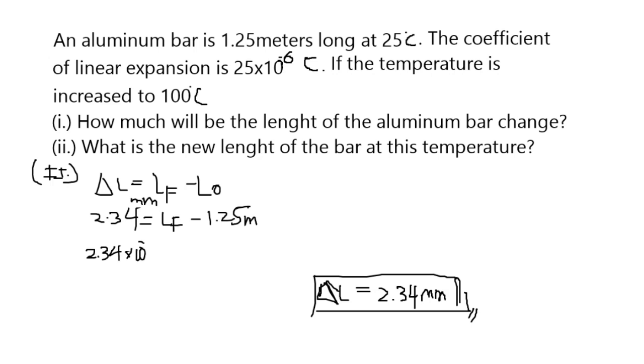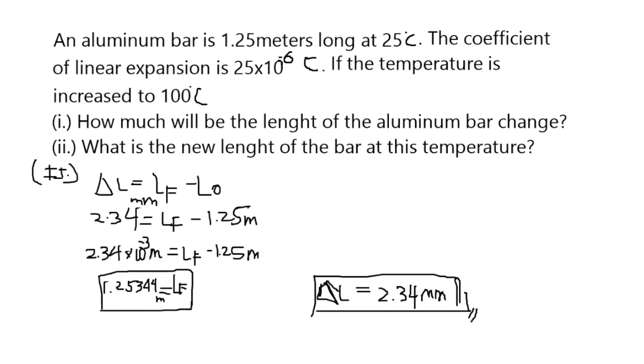So we can just say this is times 10 raised to the negative third meters is equals to the LF minus 1.25 meters. And then what we're going to do is just add 1.25 to both sides of the equation. Use inverse property of algebra and then we get this answer. So, ang final length niya is 1.2534 meters. And that's it.